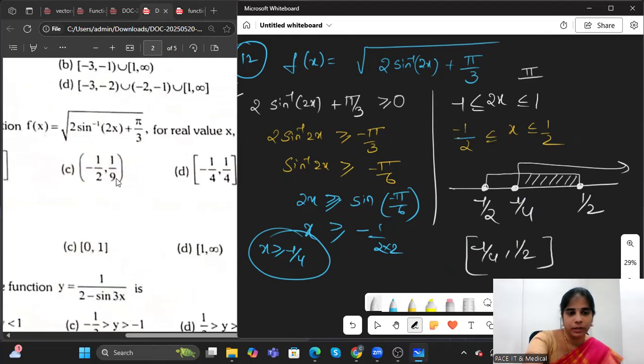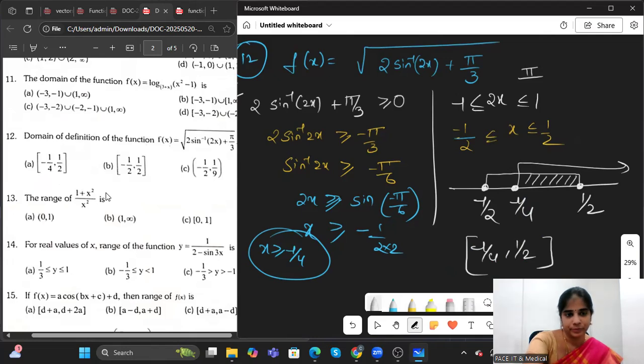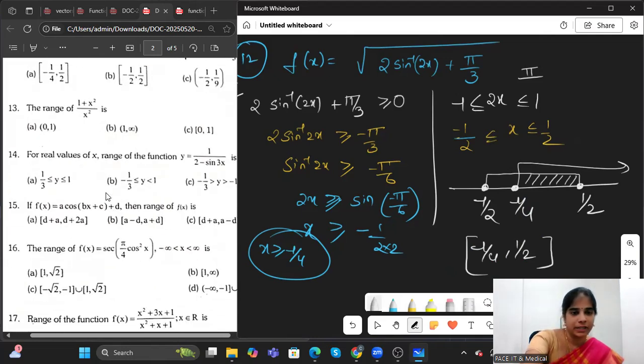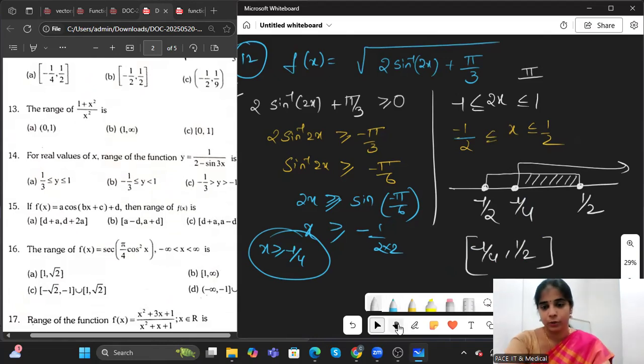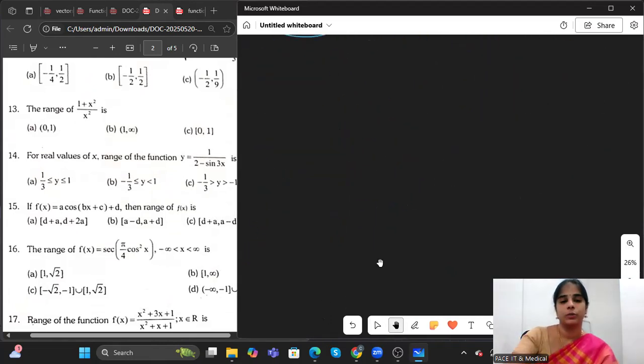So minus 1 by 4 to 1 by 2 will be your answer. That is your option A. Right? So the next coming things are all based on the range questions. Till now we have done questions based on domain. Now coming up with the range.